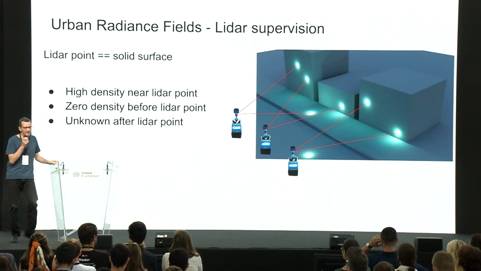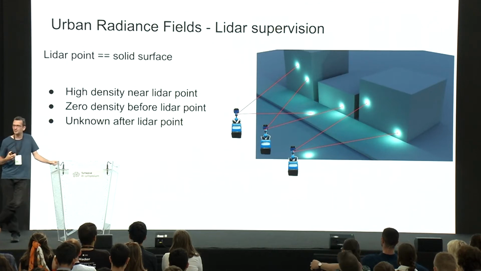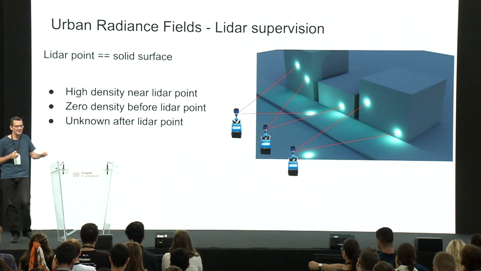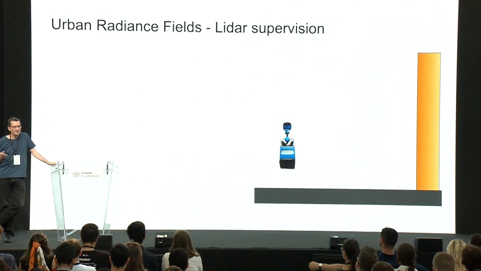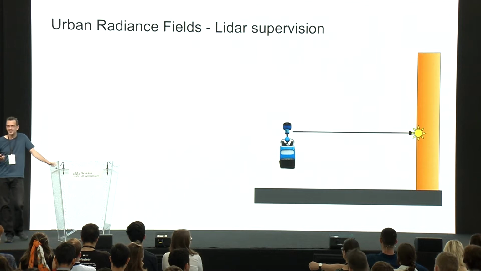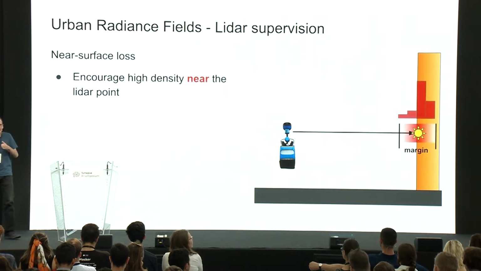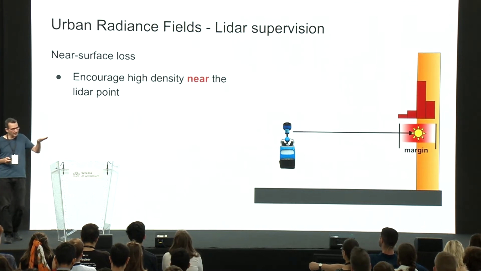So LiDAR supervision is good because you know some facts about the world. You know that there is high density near the LiDAR point, zero density before the LiDAR point, and you don't know exactly what happens after a LiDAR point. So you can now put this all into your losses. You can say, well, the LiDAR shoots a ray to the scene, and near the point where the ray ends, I should have an increase in density predicted by the model.